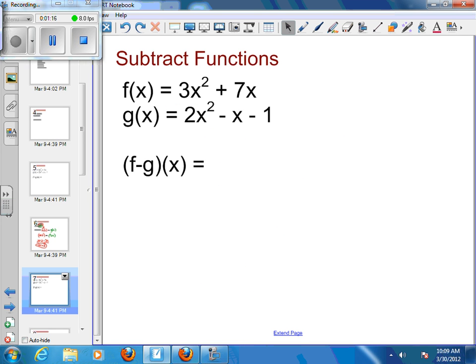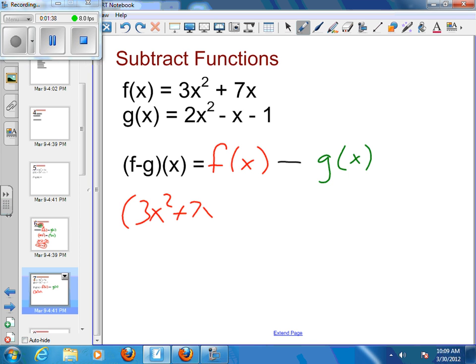Looking at another example here, now we've got our g of x that's got more than one term, so it's going to get a little bit more complex. So I'm breaking this out. I've got my f of x, and I'm going to subtract my g of x. So I bring my f of x and I put it where the f of x is. So that is going to be 3x squared plus 7x. I bring down my subtraction sign, and I bring down my g of x, which is the 2x squared minus x minus 1. At this point, I want to distribute and remove my parentheses.